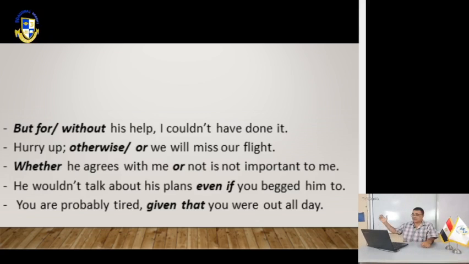But for his help, I couldn't have done it. Without her help, I couldn't have done it. But for his help means if he hadn't helped me. Without his help, so if he hadn't helped me. But for and without should be followed by nouns or gerunds. A gerund is a verb plus ing when used as a noun, like for example, reading, writing, traveling, all those are gerunds because they are used as nouns. But for his help, here we have the noun help. It's used as a noun here.